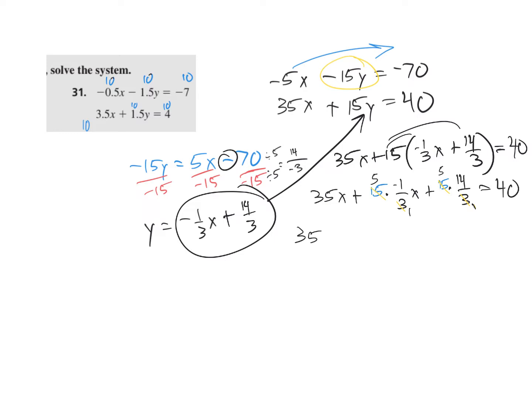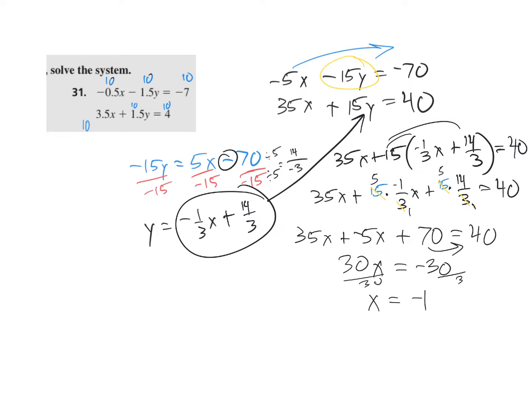We have 35x plus negative 5x, and 5 times 14 is 70, equals 40. 35x minus 5x is 30x. We subtract 70 from 40, we get negative 30. And now we divide by 30, and x equals negative 1. So divide by 30. Negative 30 over 30 is negative 1.